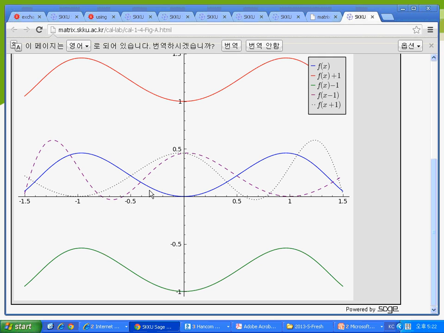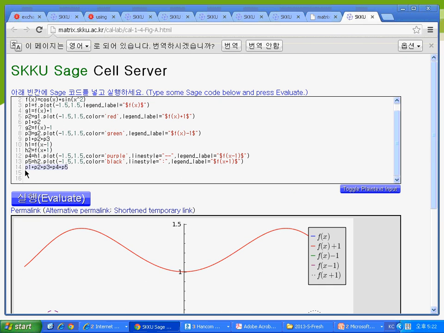Then if you add 1, it goes up to the red. If you subtract 1, then it goes down to here. If you change the variable to x minus 1 instead of x, then it moves like this. So you will see, we can draw many graphs together at once, like this.